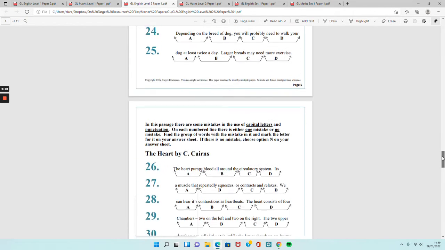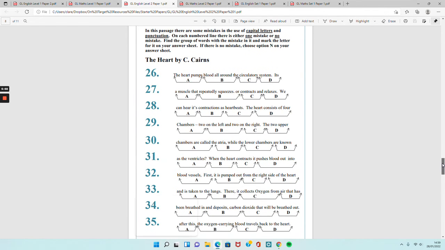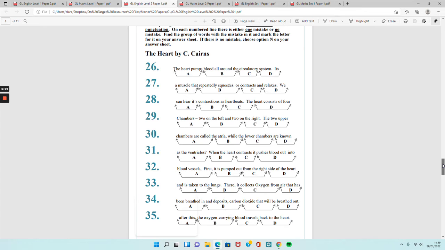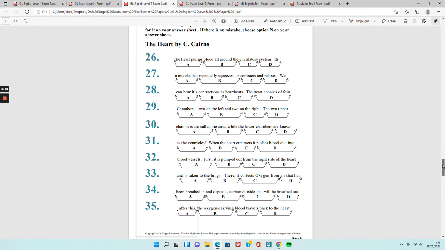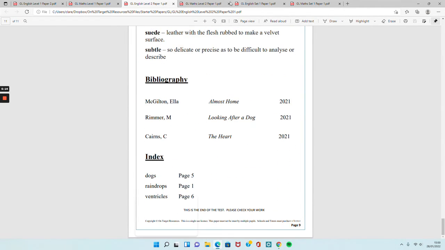And then we also have our capital letters and punctuation passages with errors section, in which we've added in apostrophe of possession and speech marks into this, as well as the things that were in level 1. And finally our general section and our glossary, bibliography and index.